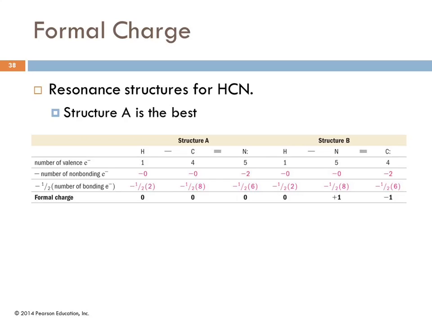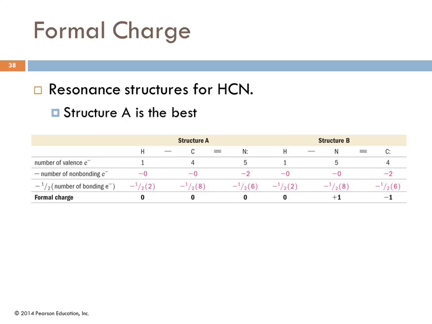So, looking at hydrogen cyanide, there are two structures here. They're kind of hidden in here. One structure is this: hydrogen bonded to carbon with a triple bond to nitrogen, and nitrogen with one lone pair. Or we could stick the nitrogen in the middle and put the carbon on the outside. Those are really the only two choices we have in drawing this Lewis structure. How do we know which one is better?